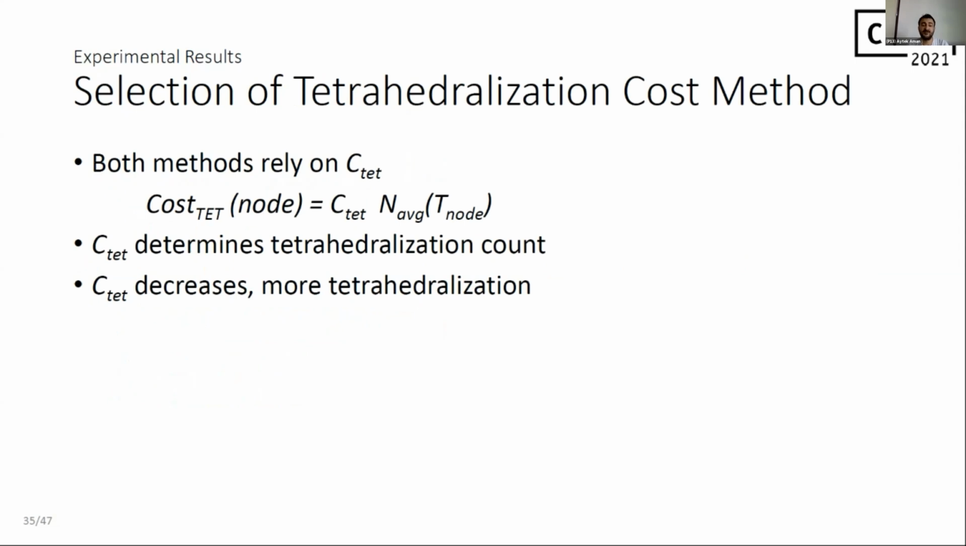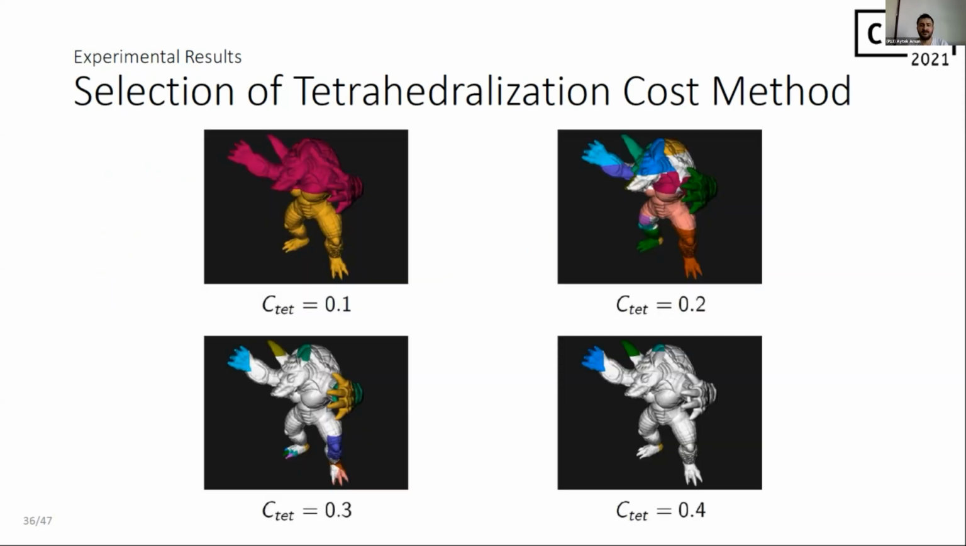Both methods rely on CTET. When we increase CTET, we have less tetrahedralization. When it decreases, we have more tetrahedralization. And this is to show how CTET affects the tetrahedralization levels. As you can see, when the CTET is small, we get more tetrahedralization. The colored regions are the ones that are actually tetrahedralized. And as we increase it, we don't have as much tetrahedralization as before.